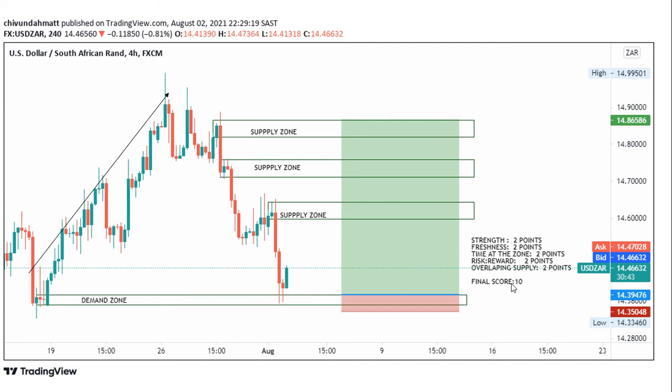All right, so the first one is the strength. Remember the strength. How strong is this zone? How do we determine the strength of a zone? We talked about it already. We determine the strength of a zone by how price left this zone. So how did price leave this area? It left this area with nice one, two, four big candles, meaning the strength is good. Meaning I give it two points, right?